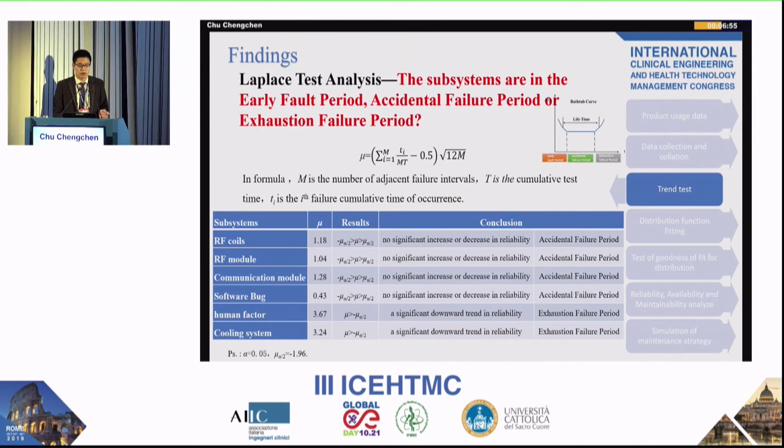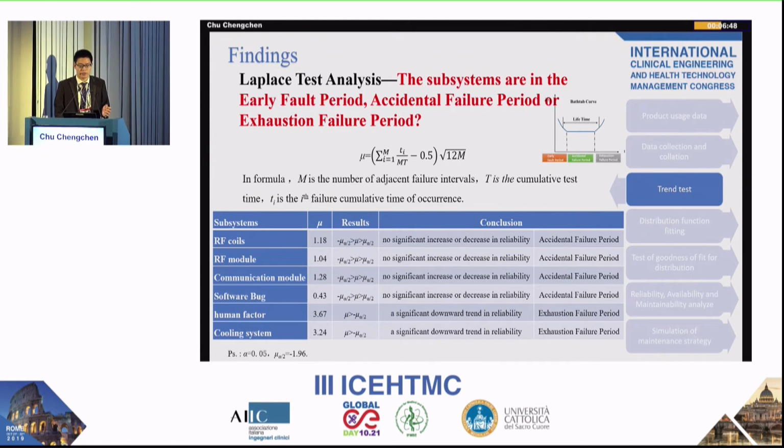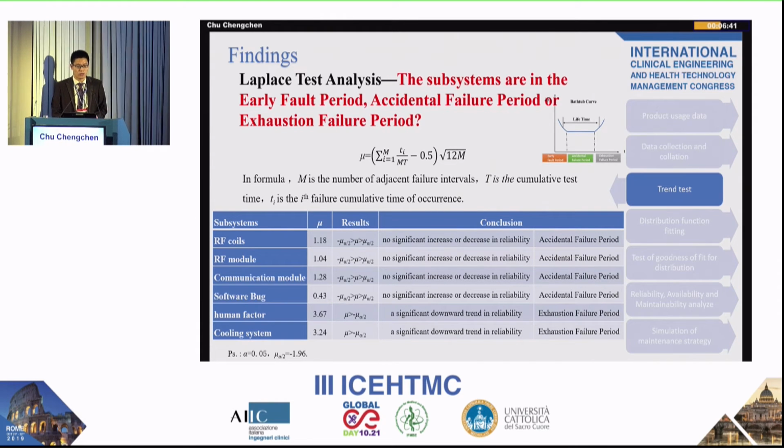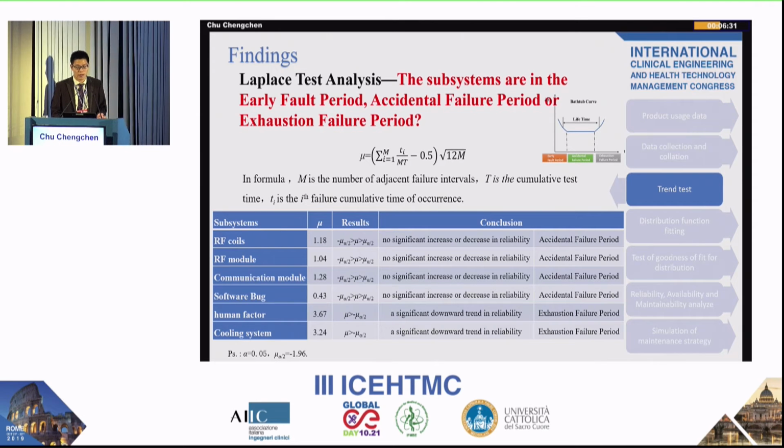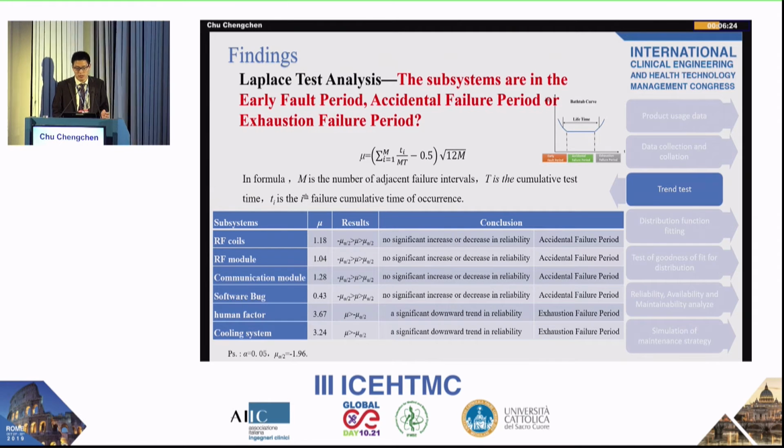The purpose of the Laplace test analysis is to determine whether the subsystems are in the early failure period, the accidental failure period, or the exhaustion failure period. As shown in the table, we can see that the RF coils, RF models, communication models, and the software have no significant increase or decrease in reliability. So they are in the accidental failure period.